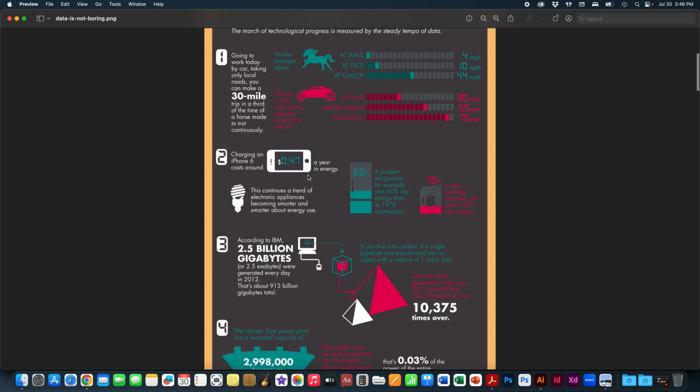Charging an iPhone 6 costs around... This was obviously made a little while ago because Apple comes out with a new iPhone every 10 seconds. Charging an iPhone 6 costs about 47 cents a year in energy, just to show how energy efficient it is. But this whole number two section, that just includes that bit of information about the iPhone and, of course, the modern light bulb and the refrigerator and the washer we were just looking at, that right there is enough for what we're doing here.